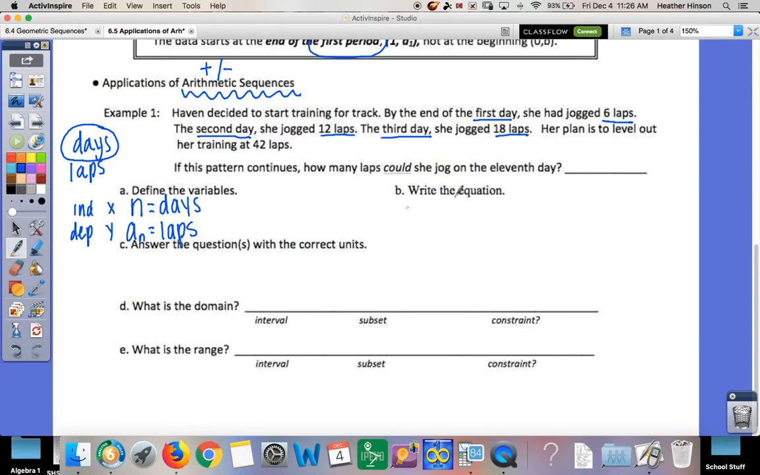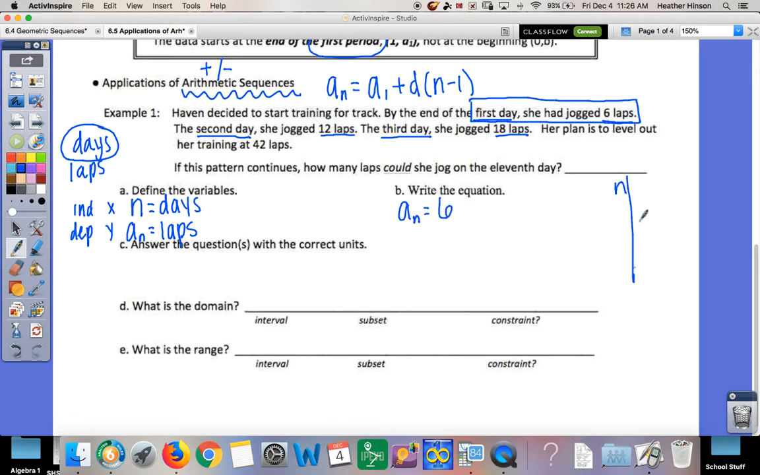So for our equation, again, we're just looking at arithmetic for the whole lesson. So we have a sub n equals a sub 1 plus d parentheses n minus 1. So we have a sub n equals, what's her first term on the very first day? On the first day, she jogged 6 laps. So that's your first term.